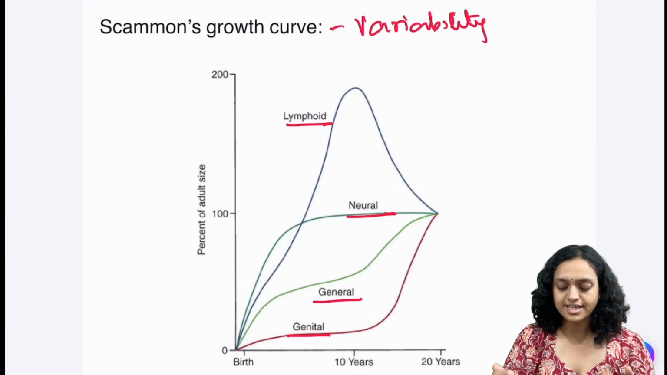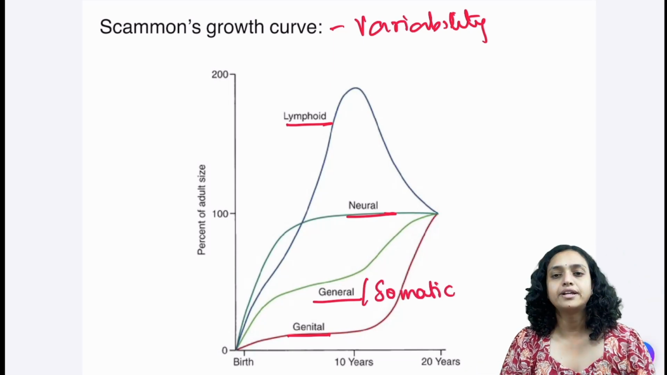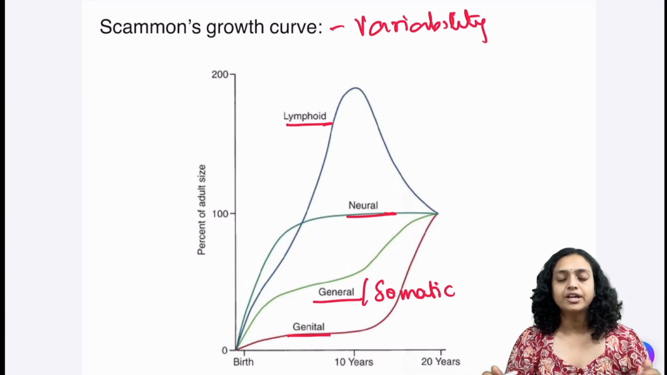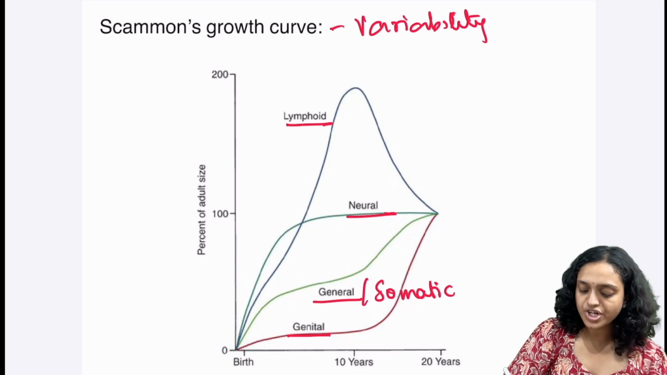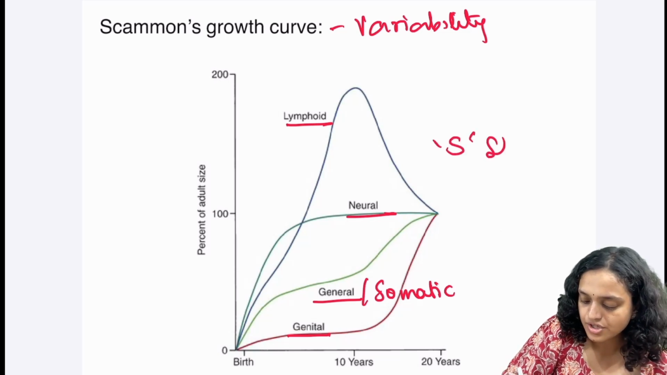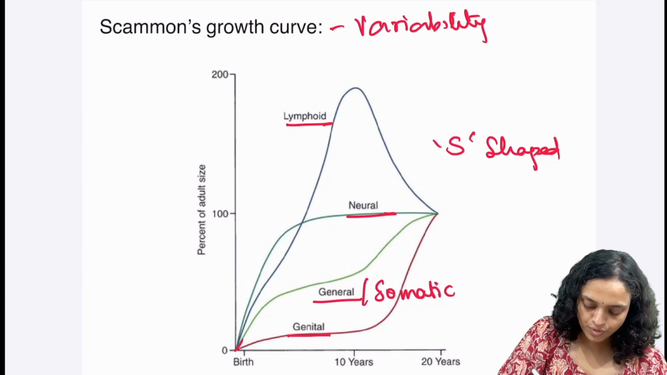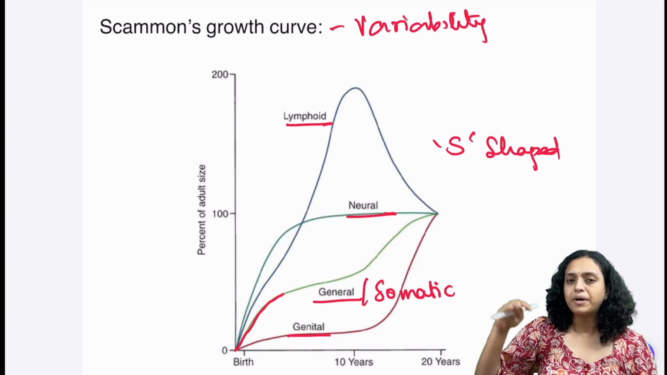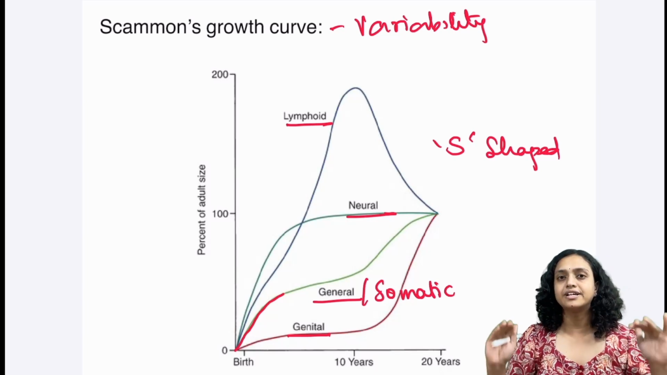So the general curve, like I said, is the general or somatic curve. All general organs like your bones, your muscles, your soft tissue, your skin, your hair, everything is going to follow this pattern of growth. So what does this mean? The general curve basically follows an S-shaped curve. Initially from birth, there is rapid growth. We all know that when a child is born, it suddenly increases in height. But around 8 to 10 years, there is a stasis in height. The height doesn't increase rapidly.